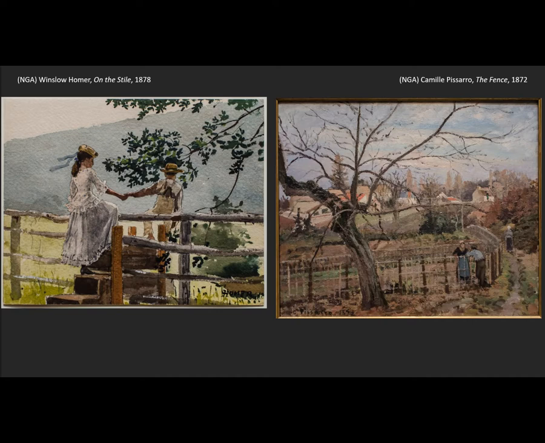Right? Homer's got this sort of nostalgic view of what rural life is all about. It's this antidote to the urban world. It's an escape. Right? And that certainly is true for really, I think, so many of our realist and later impressionist artists, is this nostalgic view of the rural countryside.